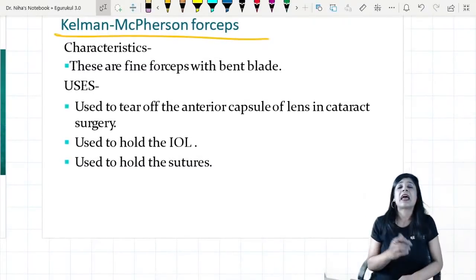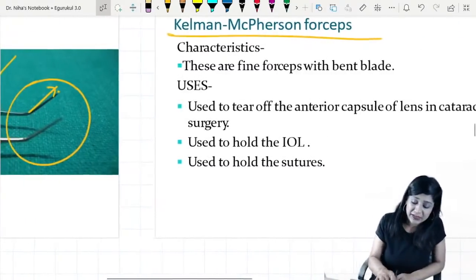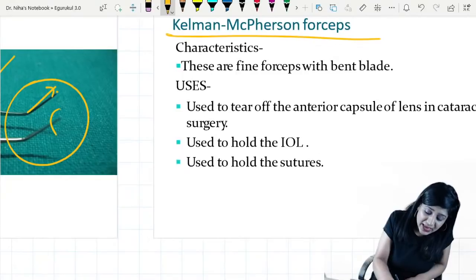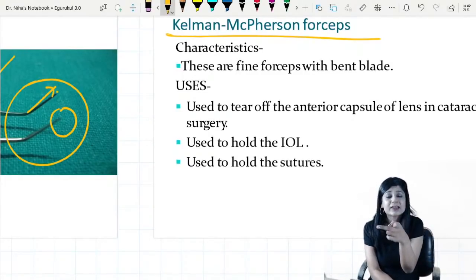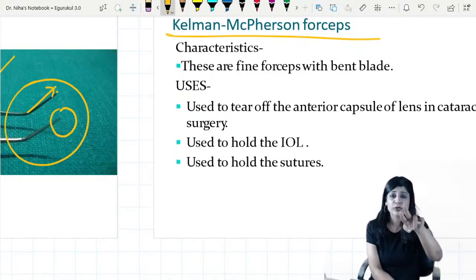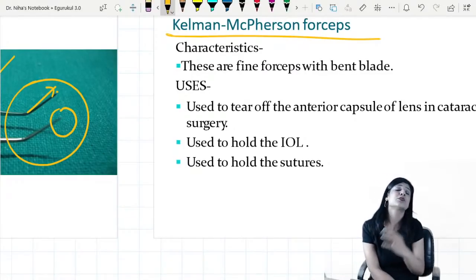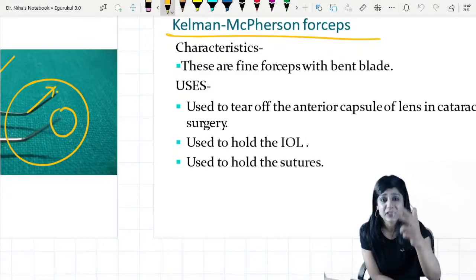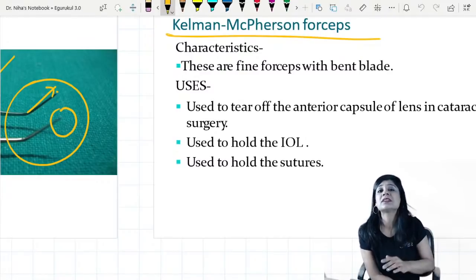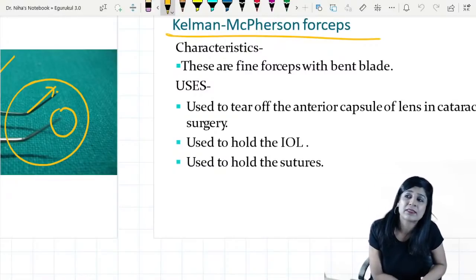So Kalman-McPherson forceps, can you see, we have got a blunt tip. So this is actually a bent blade. Sometimes it can be used to tear that anterior capsule also. I told you, na, cystitome is the specific instrument that is used for the anterior capsulotomy. But if you do not have it, we can use the needle also, and we can use this Kalman-McPherson forceps also instead of that. So that is one thing.